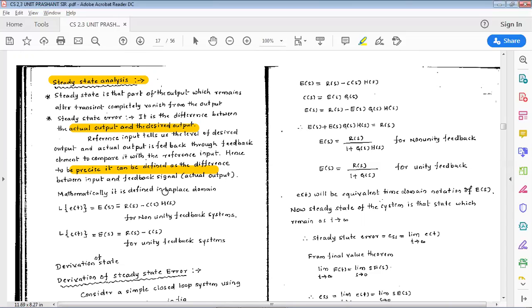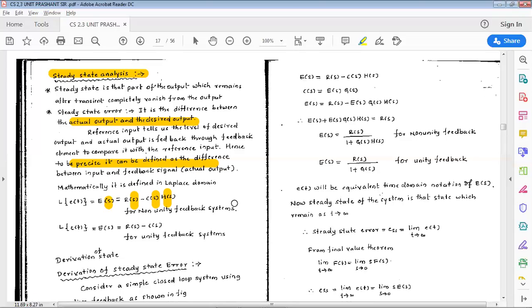Mathematically, it is defined in the Laplace domain as the Laplace transform of the error function, that is E(t), given as E(s), which is equal to R(s) minus C(s)H(s). Here R(s) is the reference input, C(s) is the controlled output, H(s) is the feedback. So this E(s) is the error signal. This is for non-unity feedback systems, right?